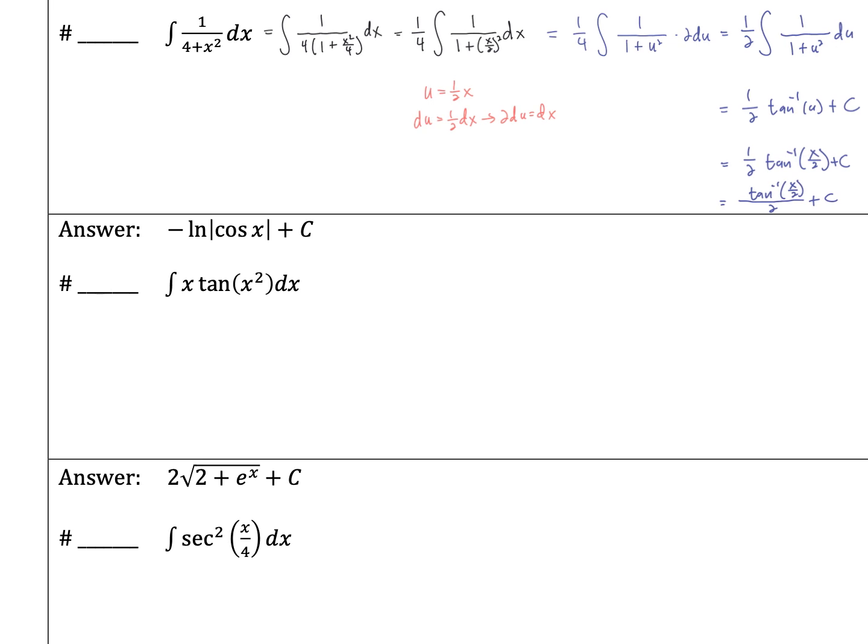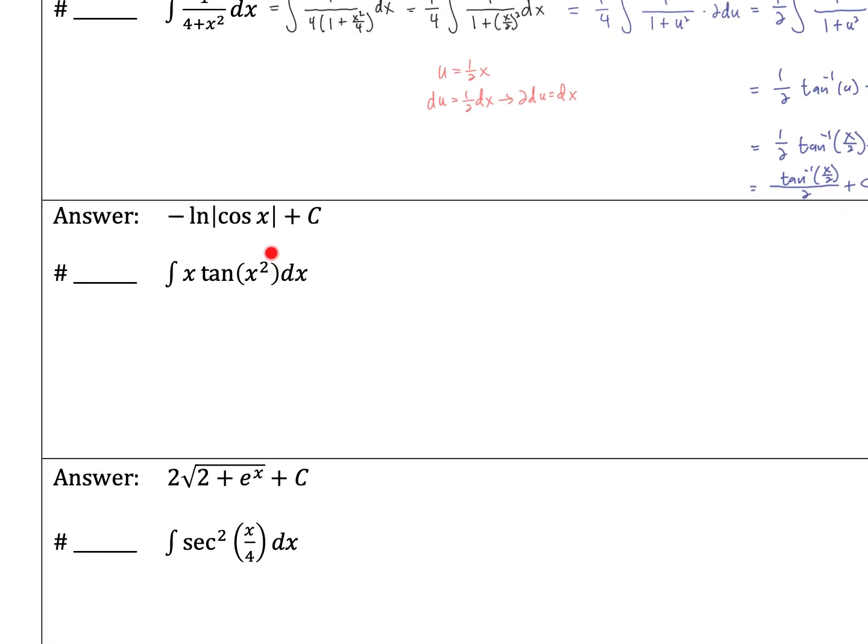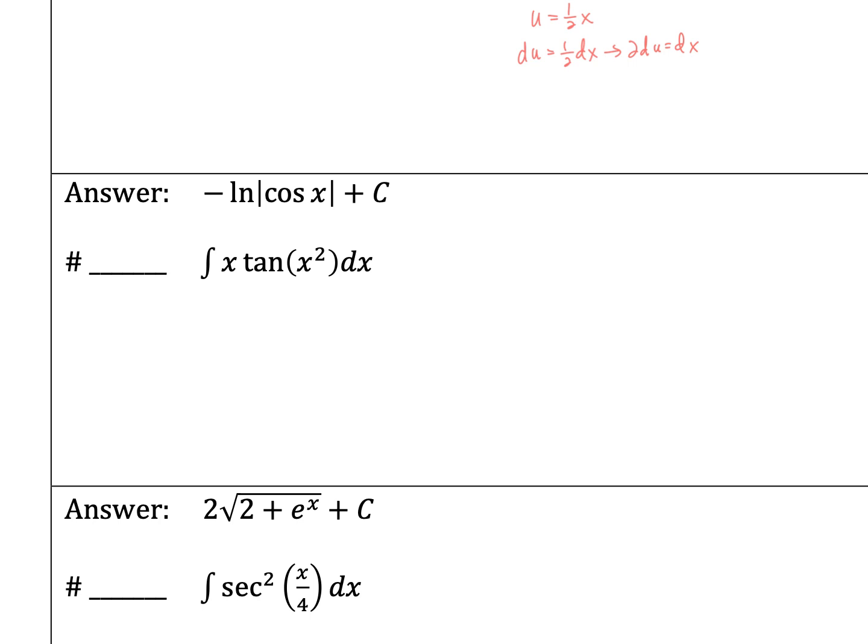Okay, next one, pretty standard one. Inside the trig function, if we make that u, then the derivative of x squared is 2x, and here we have an x, which is perfect, just differs by a constant. So we're going to do that right away. Okay, and then here we have a 2x dx, but in the problem we only have an x dx, so we'll get rid of that 2 by multiplying both sides by half.